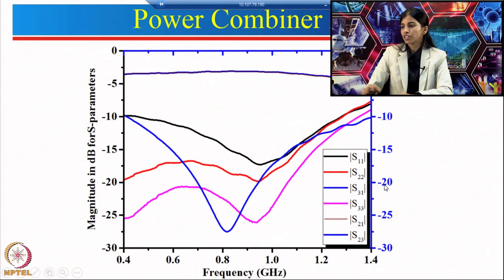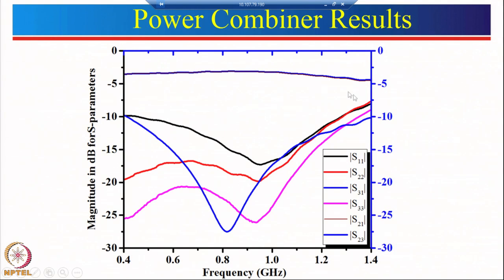If you see the measured results of this power combiner, in this particular case S31 and S21 are minus 3 dB, and S23, that is the isolation between port 2 and 3, is very good as compared to the previous case. It is below minus 15 dB for our desired range, and you can even say below minus 20 dB. So in this way we designed the power combiner. In the next lecture we will try to design a hybrid coupler.